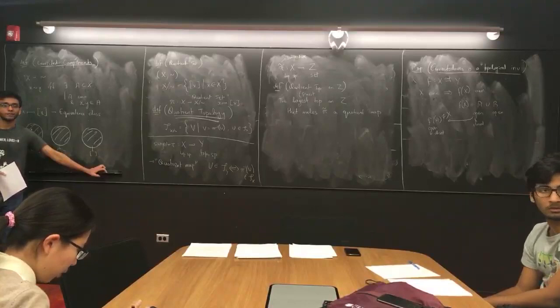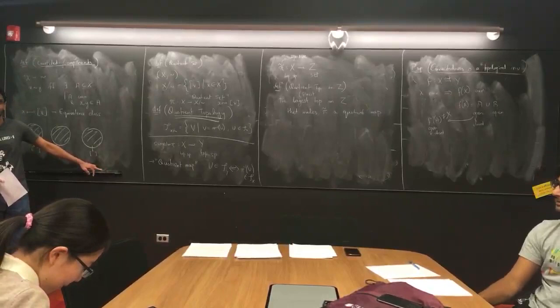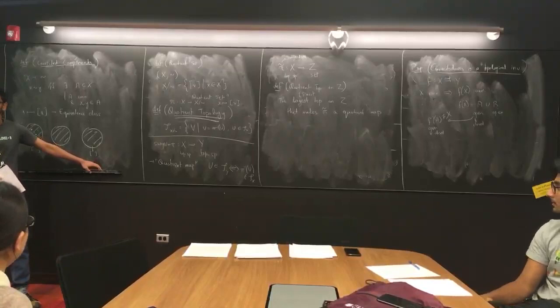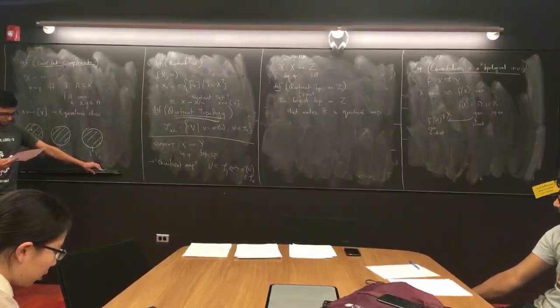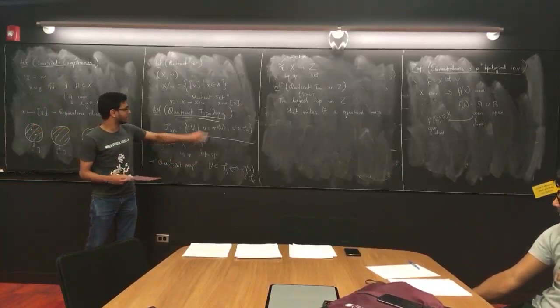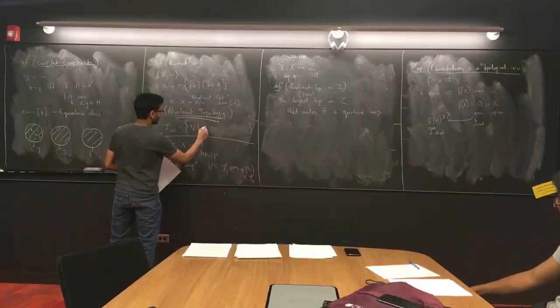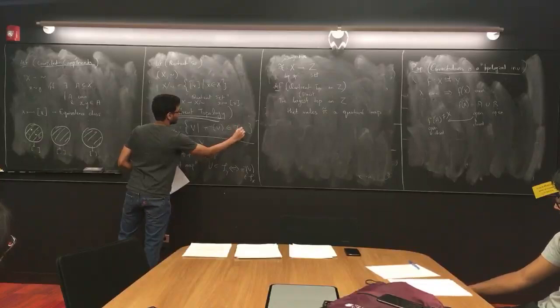I'll mention an example. Say the map pi from X to the quotient X mod tilde, but how can U be an element of the topology of X, since pi inverse of U is open?